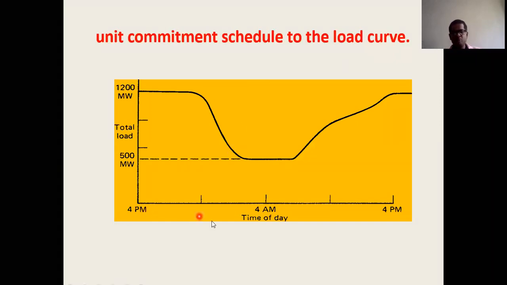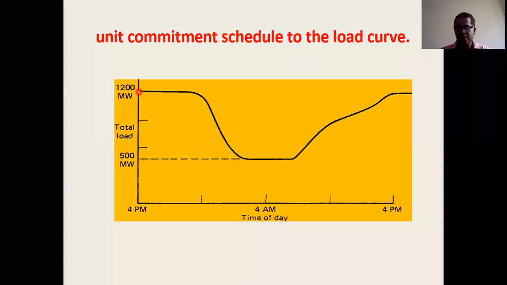This presents from 4 p.m. to 4 p.m., 24 hours. Your x-axis is time and your y-axis is load. When you observe this load curve, the maximum power is 1200 megawatts and the minimum load is 500 megawatts. In between these two, the load varies.